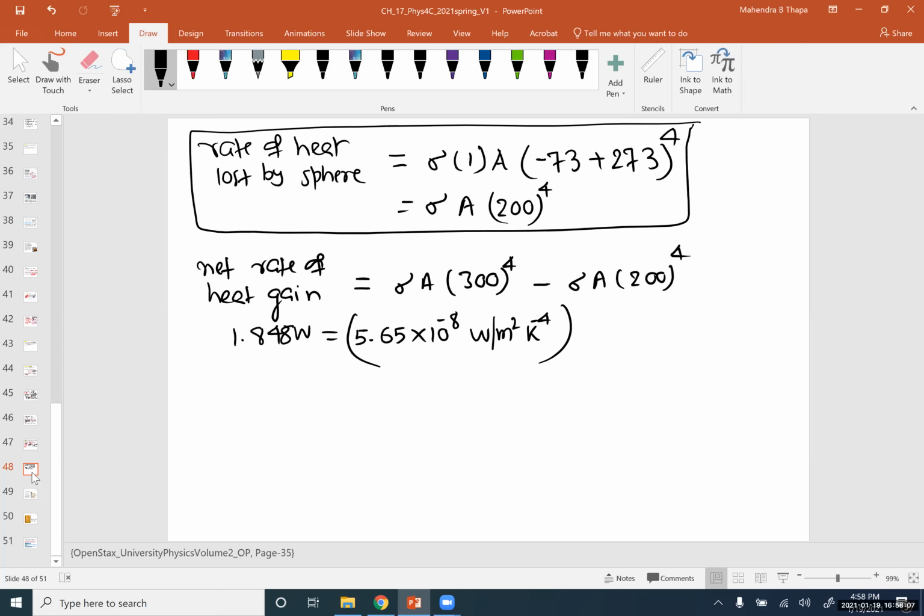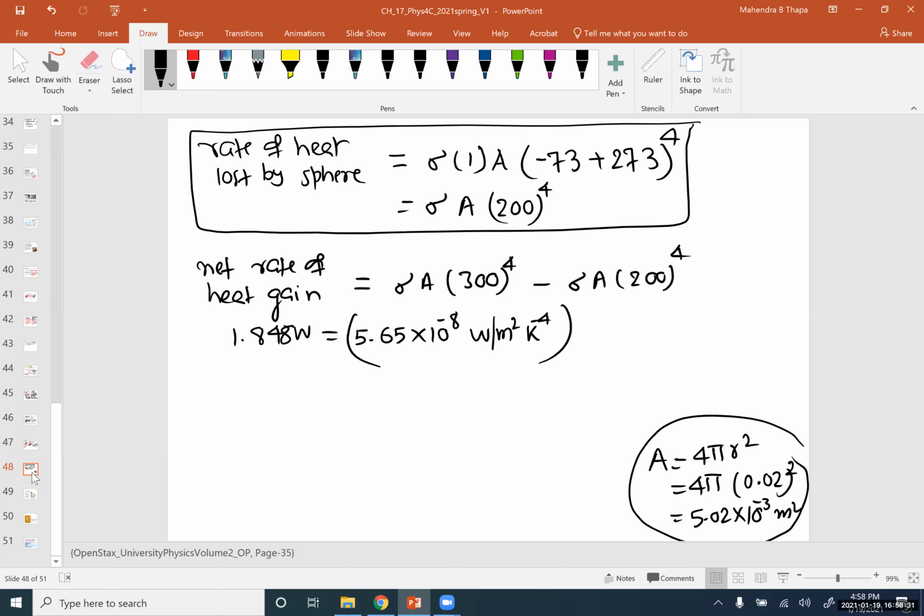Area will be 4 pi r squared, this is a sphere. Radius they give you 2 centimeters, so in meters 0.02 meter squared. So basically it will be 5.02 times 10 power negative 3 meter squared. So you can plug this value of A in the above part. A is 5.02 times 10 power negative 3 meter squared.